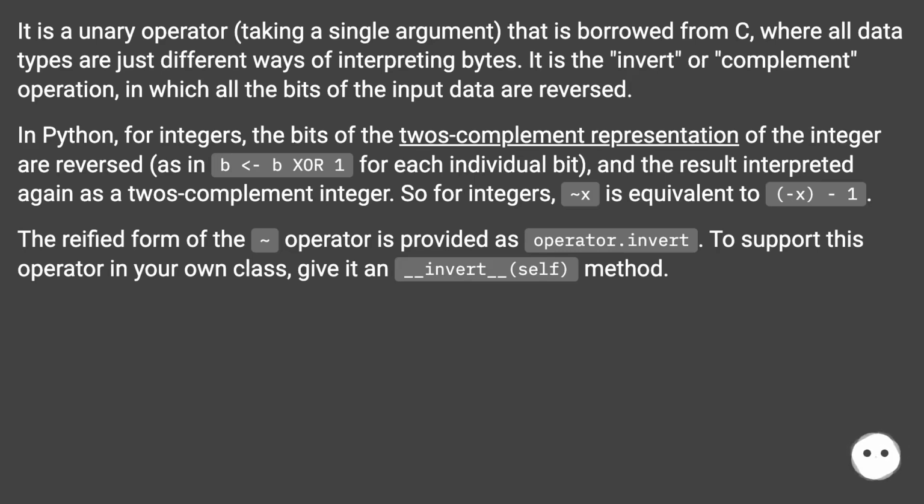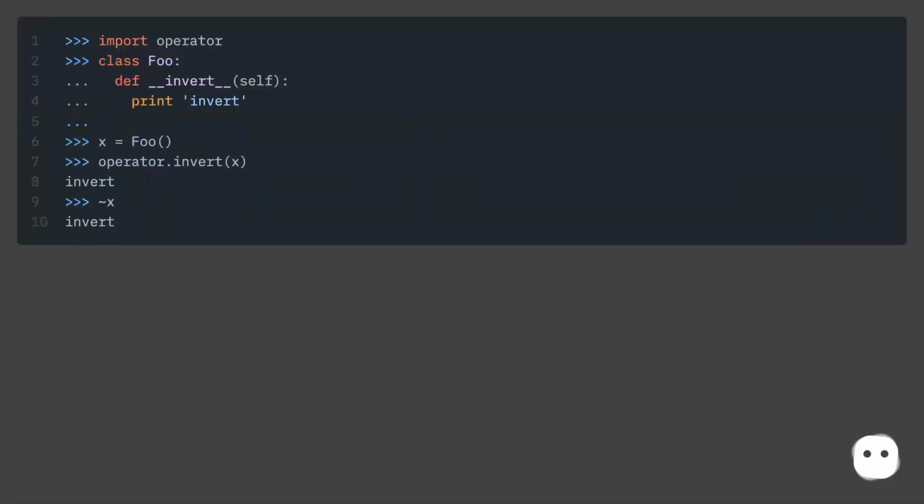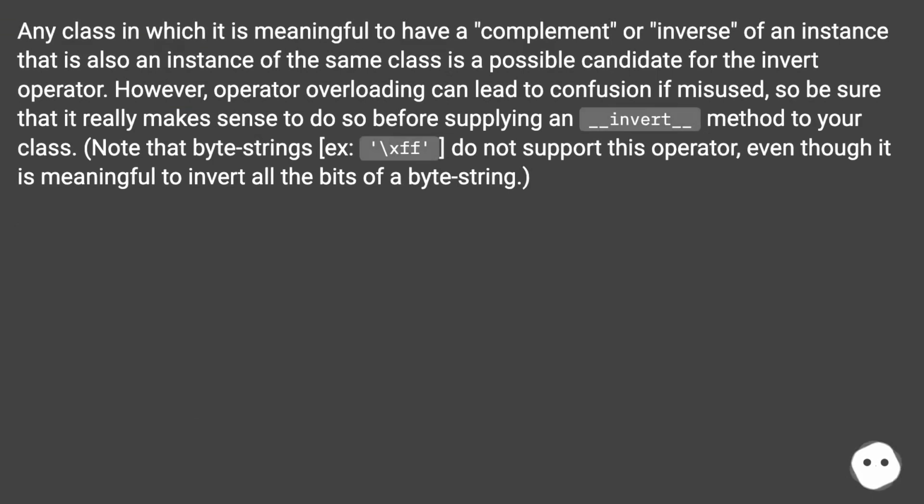The reified form of the operator is provided as operator.invert. To support this operator in your own class, give it an __invert__(self) method. Any class in which it is meaningful to have a complement or inverse of an instance that is also an instance of the same class is a possible candidate for the invert operator.